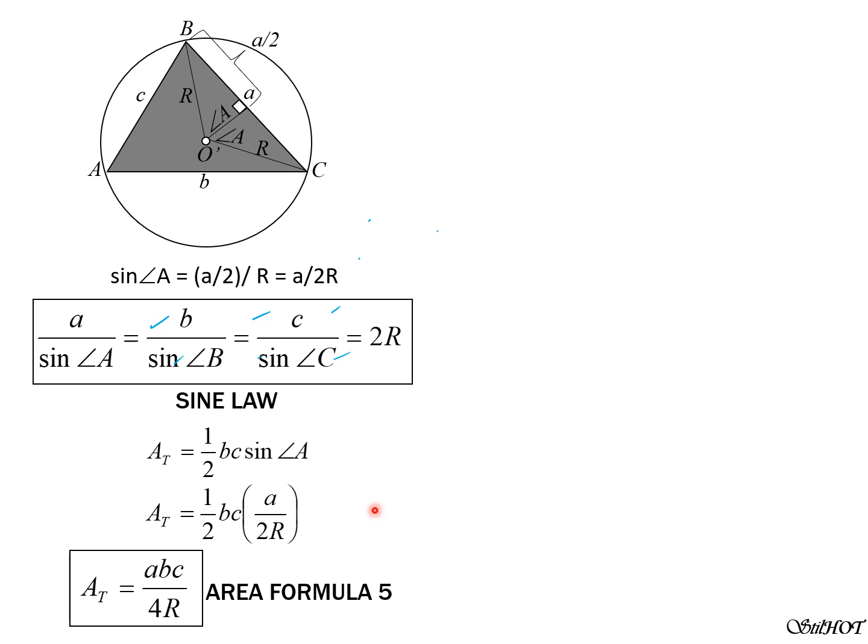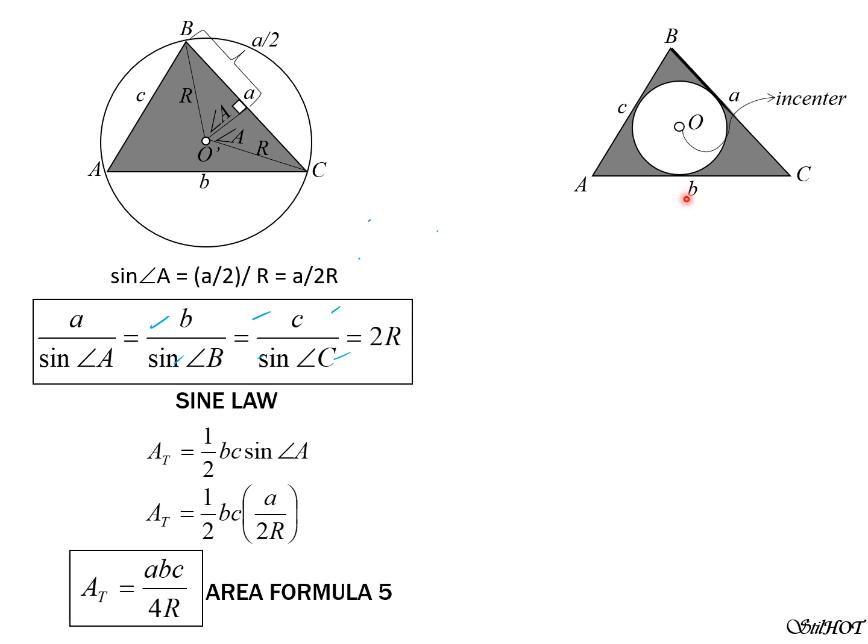Then let's have Heron's formula, or Hero's formula. Let's derive it. Remember, this is the inscribed circle. The radius is small r, and the center is the incenter. We form three triangles where the hypotenuse is treated as this radius of the inscribed circle.